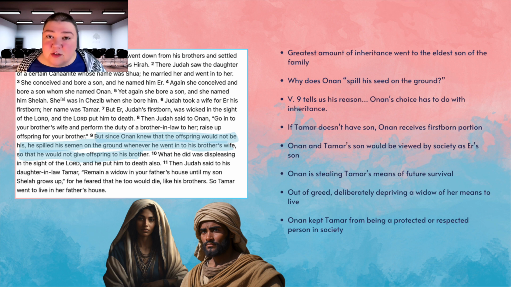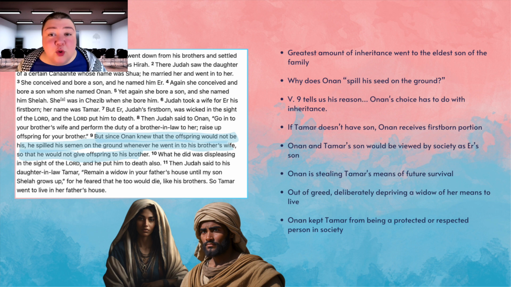Why? Well, verse 9 tells us his reason. "But since Onan knew that the offspring would not be his, he spilled his semen on the ground whenever he went into his brother's wife, so that he would not give offspring to his brother." Onan's choice has to do with inheritance. If Tamar, his older brother's widow, bears a son, then she gains access to the largest portion of the inheritance. But if Tamar does not bear a son, then Onan becomes the next in line.